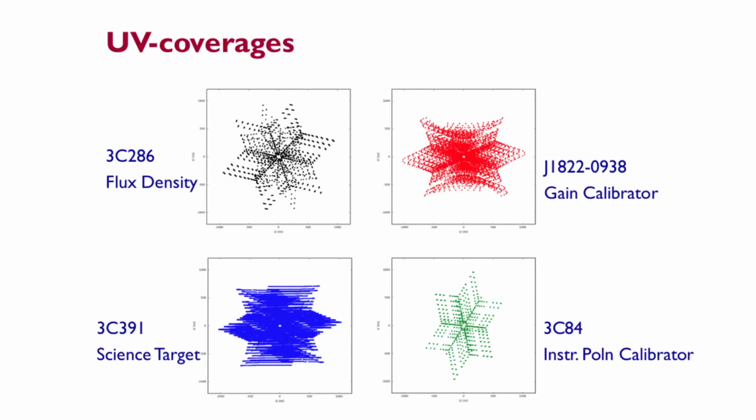The data that we are using today, I made a plot of UV coverages with the flux density of 3C286, which we will call our flux calibrator. This target source, the UV coverage of these calibrators, is for the field that we have observed.